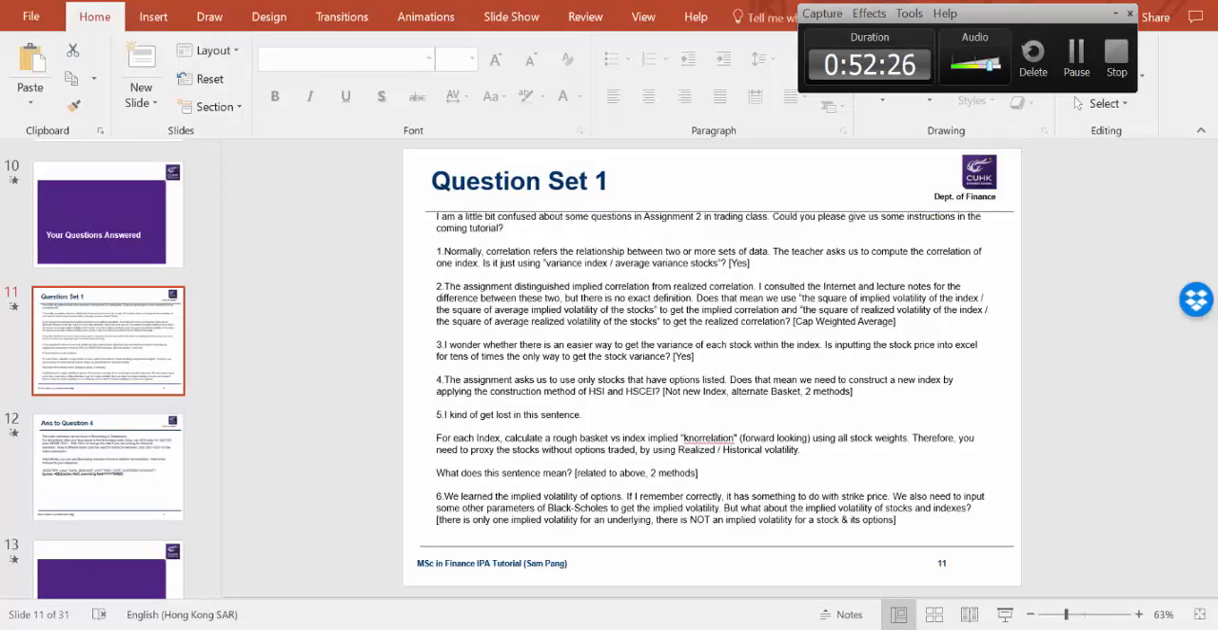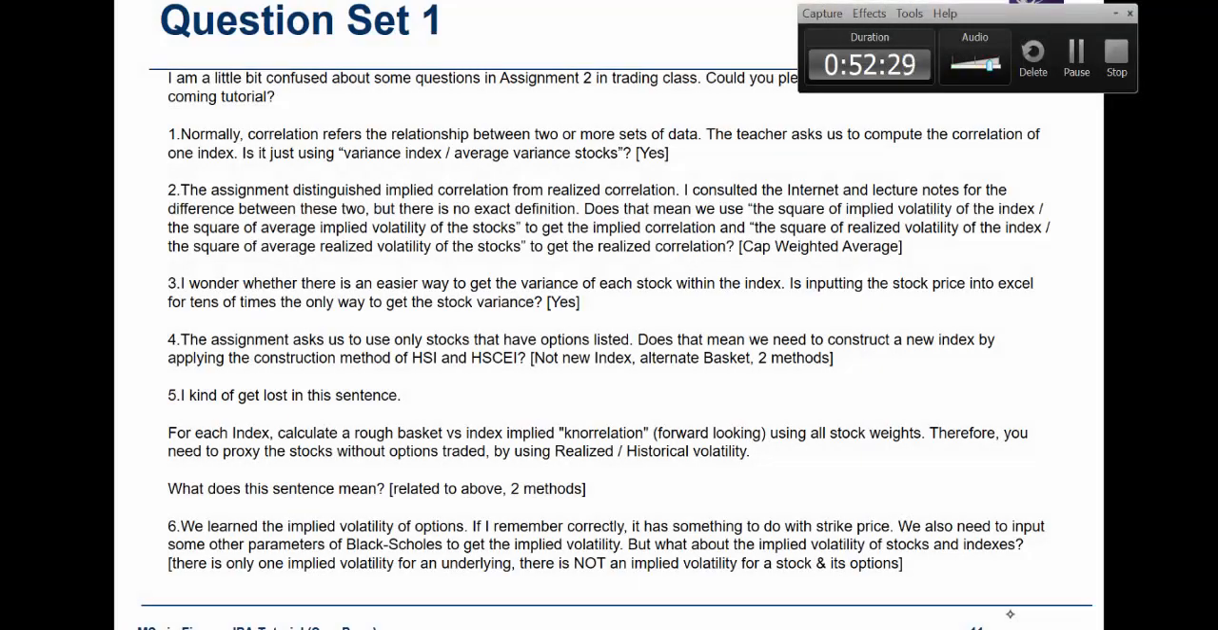Let me go back to the questions. Normally correlation just refers to, the teacher asks us to compute the correlation of one index. Is it just using variance over average variance? Yes, but just be careful with the average. You should weigh them by the market capitalization to see what their contribution is. The assignment distinguishes implied correlation from realized. I consulted the internet and lecture notes for the difference, but there's no exact difference because this thing, they don't teach you in textbooks.